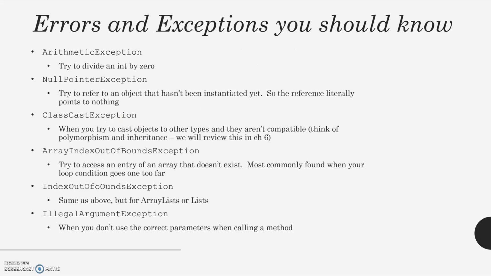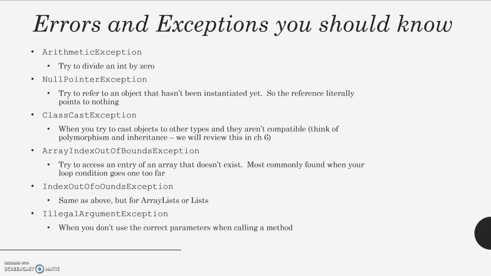Last but not least, errors and exceptions that you guys should know. These, again, will not be tested on your AP exam, but we've gone over these in class. Arithmetic exceptions are when we do something wrong mathematically, typically like dividing by 0. Null pointer exceptions are when you're using a variable as an object, but it has not been instantiated yet. Class cast exceptions, maybe I'm trying to convert a pig into a cow, and those are not the same types of animals.